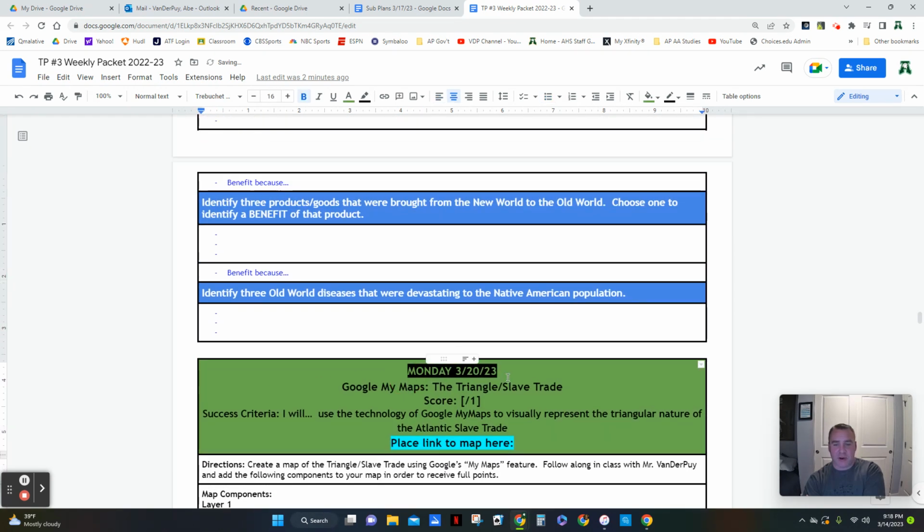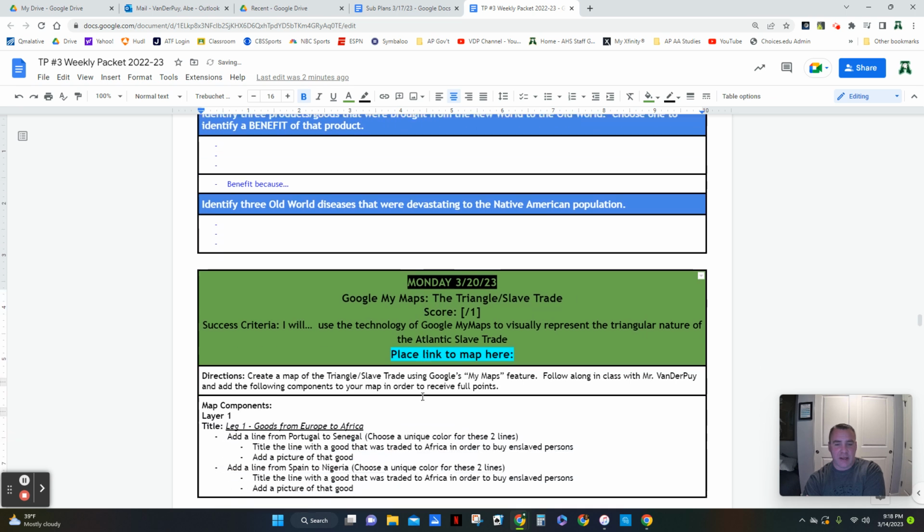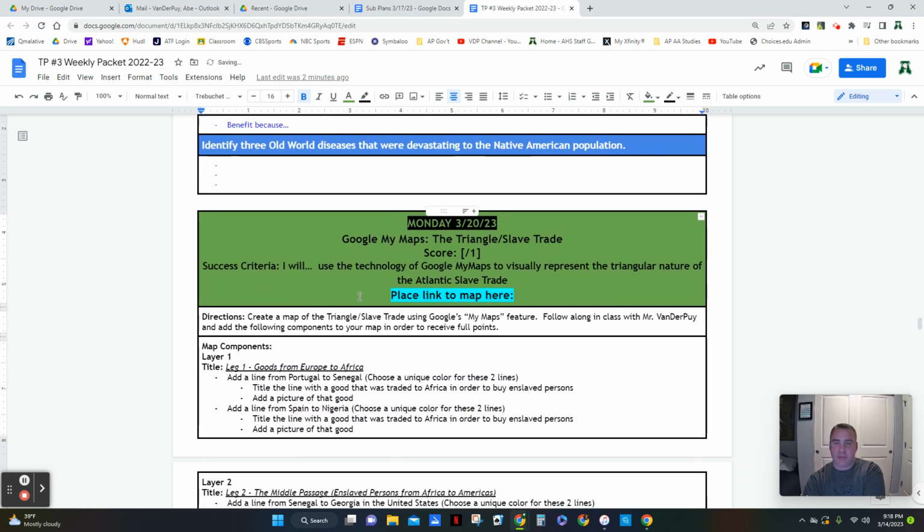And then Monday, we will start our section on the triangle trade with a little map activity on Monday.